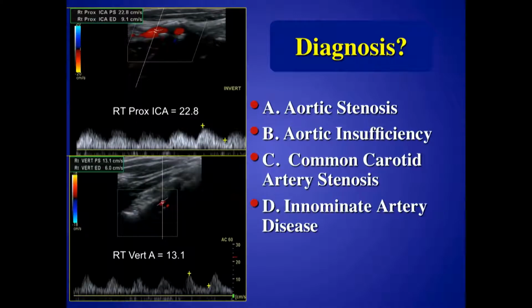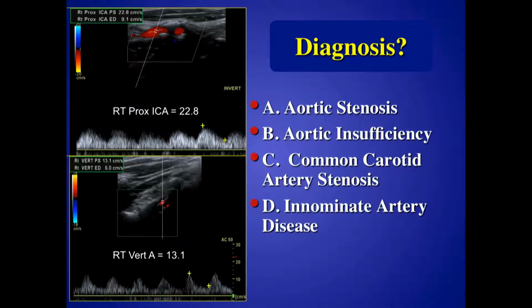So here's the question for you. What is going on on the right side? We had low velocities and rounded waveforms that we did not see on the left side. So what do you think the diagnosis is? Is it aortic stenosis? Is it aortic insufficiency? Is it a common carotid artery stenosis? Or is it an innominate artery disease?